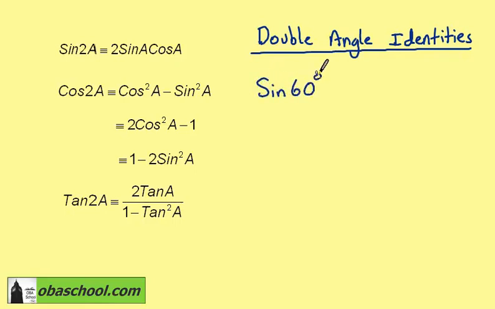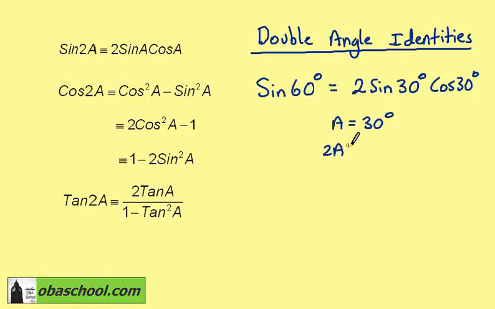For example, the sine of 60 degrees should be equal to 2 times the sine of 30 degrees times the cosine of 30 degrees. Here we have a is equal to 30 degrees, and therefore 2a is equal to 60 degrees. We know the exact values. We should know that sine 60 degrees is equal to root 3 over 2.